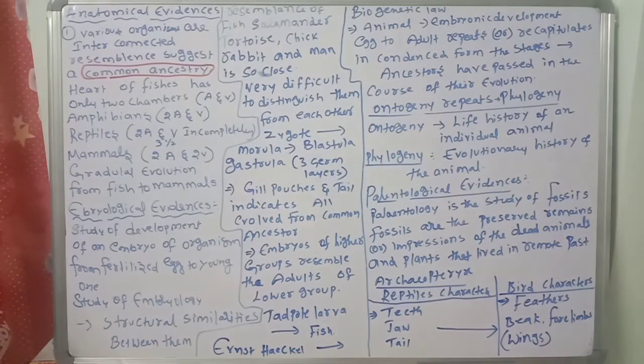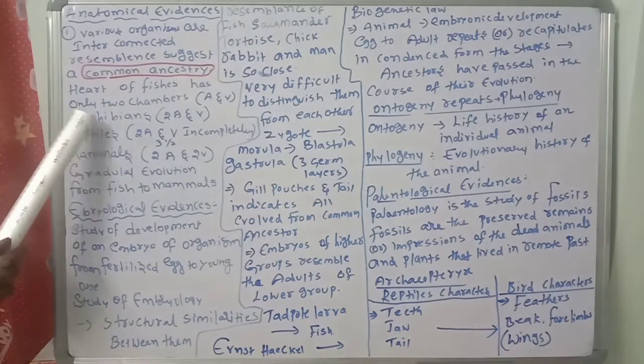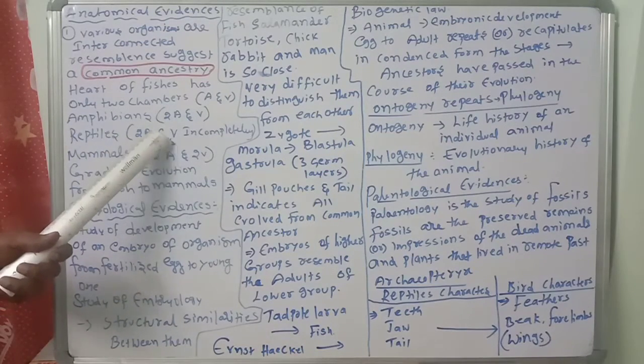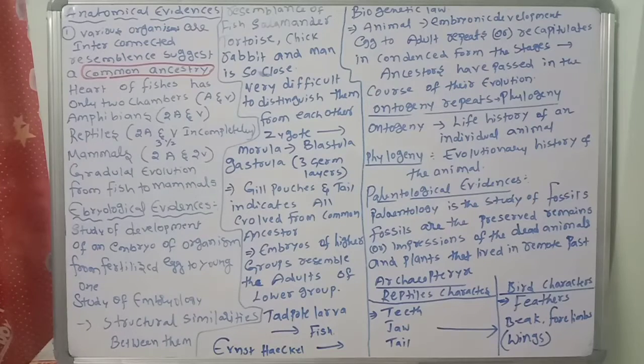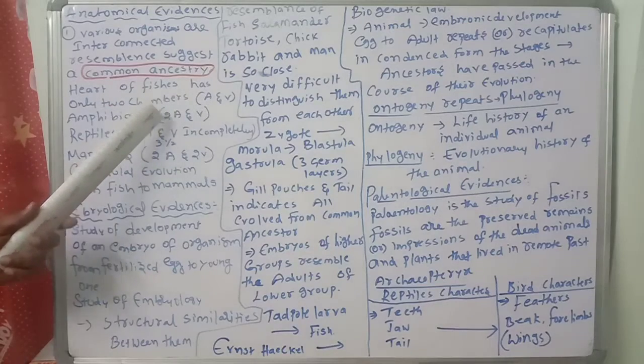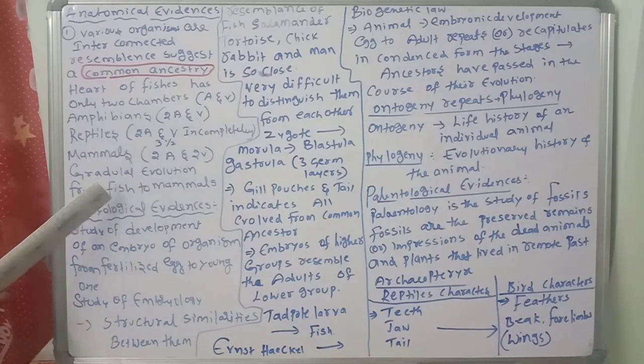For example, you see the heart of the fishes. How many chambers? Only two chambers, auricle and ventricle. Amphibians, two auricles, one ventricle. Reptiles, three and a half chambers: two auricles, one ventricle incompletely divided. And mammals, two auricles, two ventricles. So, from two chambers to four chambers, gradual evolution from fish to mammals happened. So this suggests gradual evolution. So we all are coming from common ancestors.